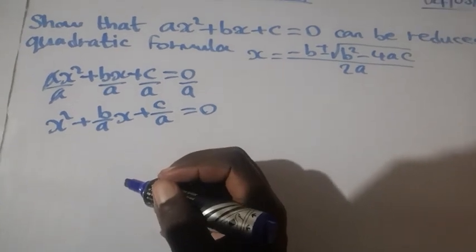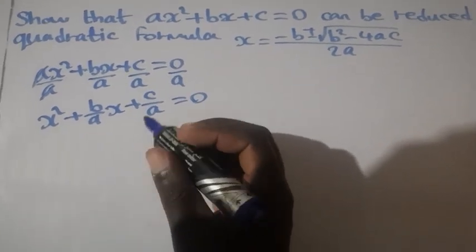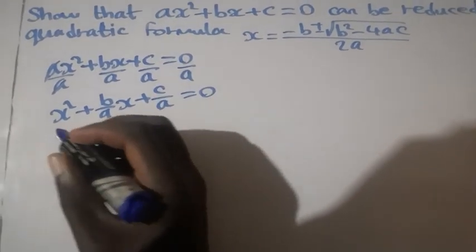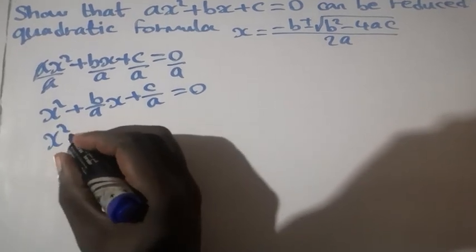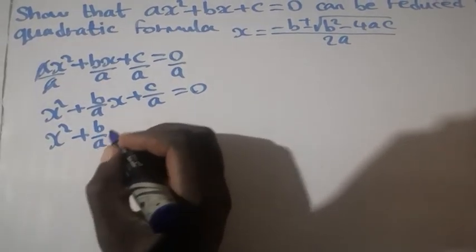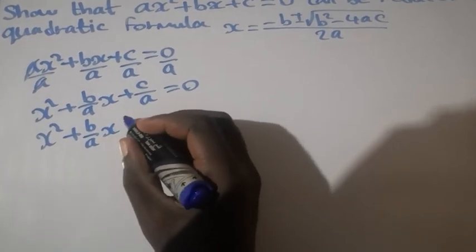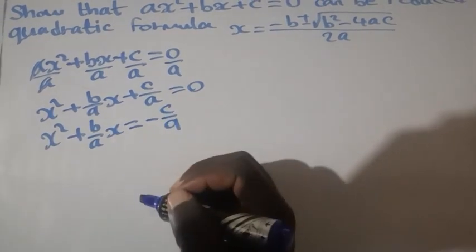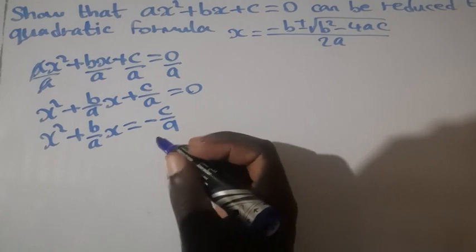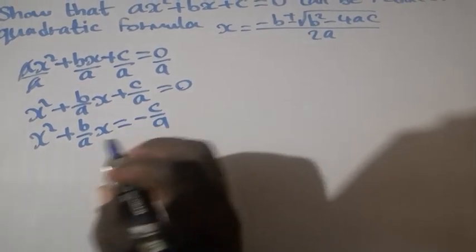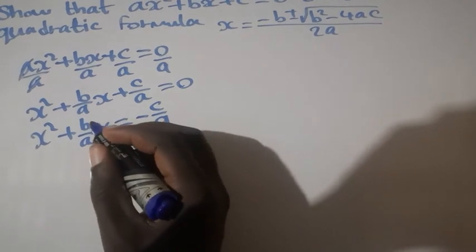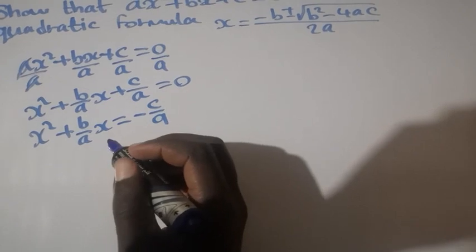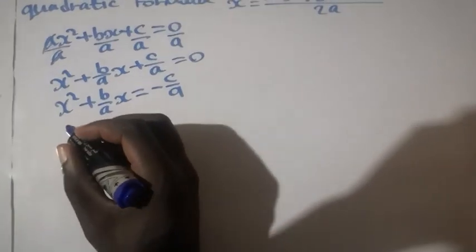Upon doing that, you have to take the constant to the other side. So this will be x squared plus b over a x equal to negative c over a. After taking the constant across, we look for half of b over a, then we add it to both sides of the equation and we square it.